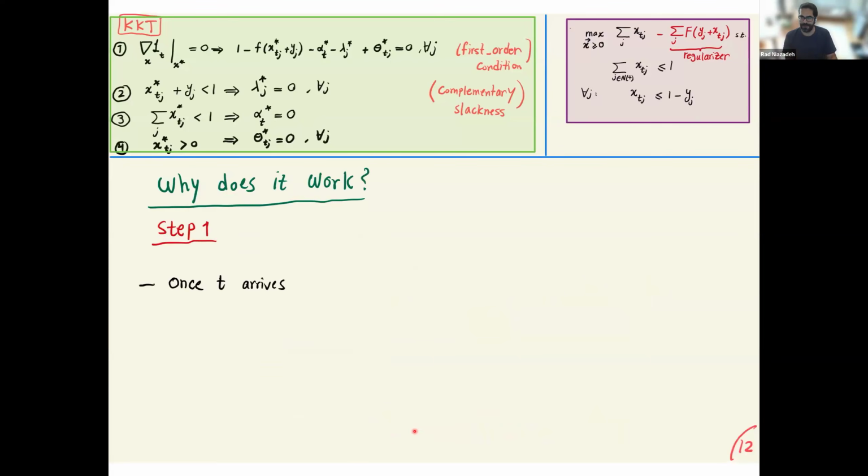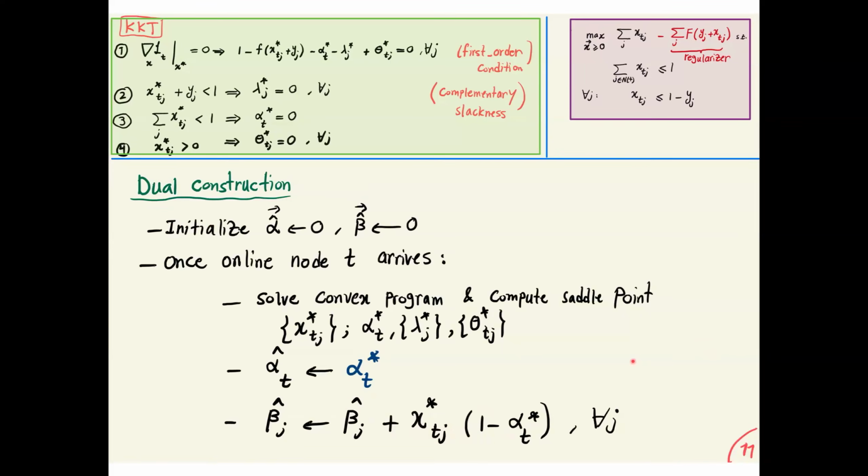Okay, so let's try to see why this works. And this is actually quite easy from now on. Yes, someone has a question. So if you're not using lambda j star and theta star tj, then why did you take the constraints into the objective function? You could have left those as constraints. That's a great question. I'm going to use them in my analysis, which you will see in a second. Sure, thank you.